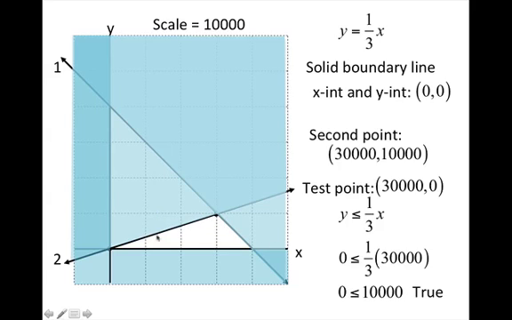So now I have this triangle right here that forms all my possible solutions. So I just label my solution area with the word solution. This time my solution area is bounded. It's sealed on every edge with a boundary line. So this would be an example of a system of inequalities that has a bounded solution.